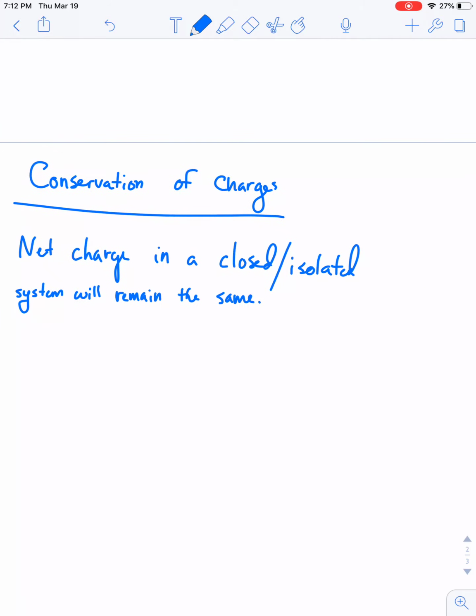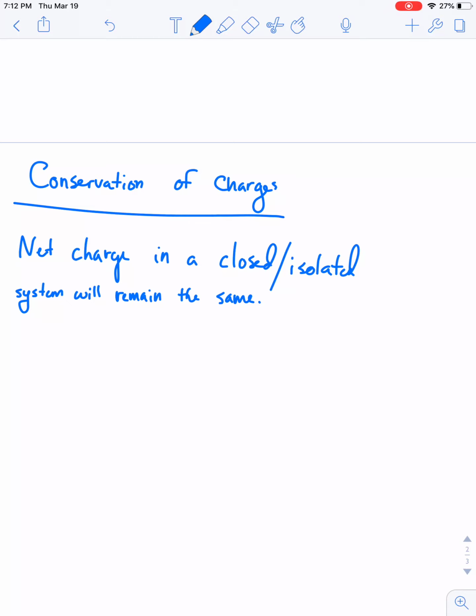So again, conservation: what you have before is what you're going to have after, in a closed or isolated system. That is very key there. So if you look at the universe, the universe is going to have the same charge for the rest of eternity. The net charge of the universe will never change.